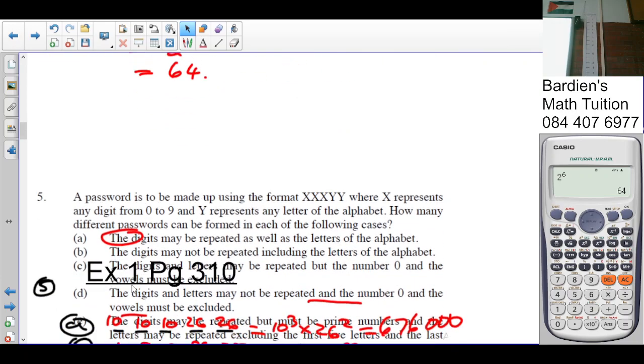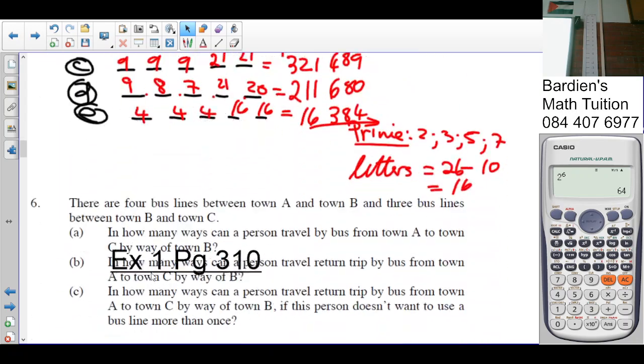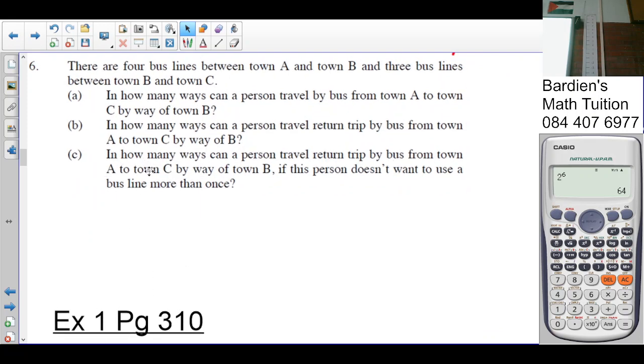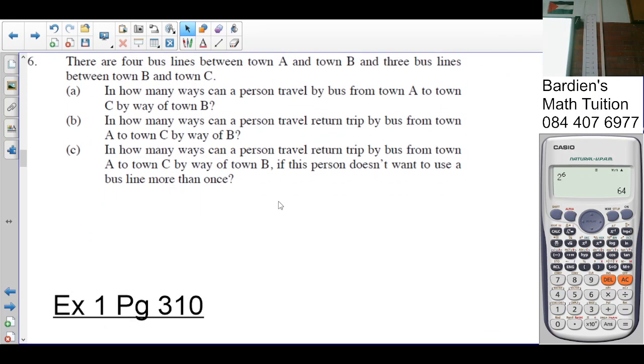We did number 5 already. Number 6, there was an indication that there was a problem with this question. So A. There are 4 bus lanes between town A and town B, and 3 bus lanes between town B and town C. We've got A to B, and B to C. How many ways can a person travel by bus from town A to town C, sorry, by way of town B?